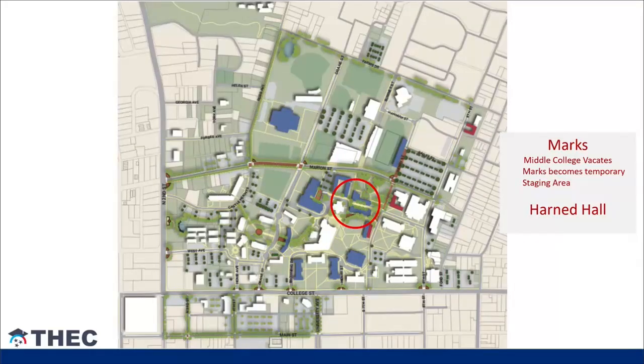That building will become a staging area to allow Ellington Hall or some other renovations to occur. But at some point in the future, that building might be demolished to make room for some other academic needs. Harnett Hall is an academic building. It has a need to improve the classrooms in that building, and it needs to be renovated.